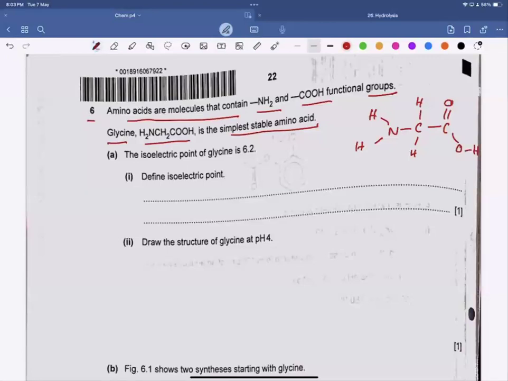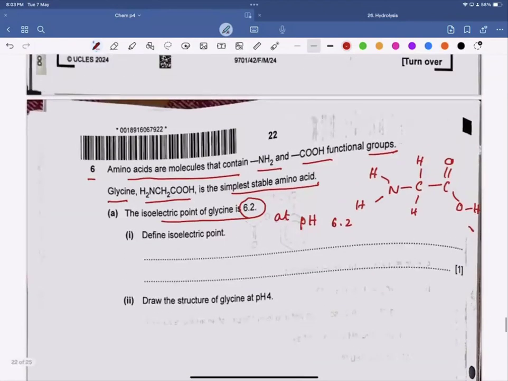So see, the isoelectric point of glycine is 6.2. It means that at pH 6.2, this glycine exists as a zwitterion because it has no net charge. So in the form of zwitterion, it becomes NH3 positive over here, CH2 and COO negative. Yes, very good, Maham. So define isoelectric point.